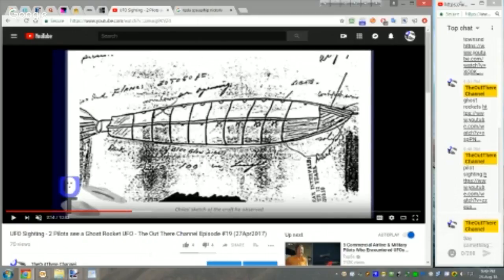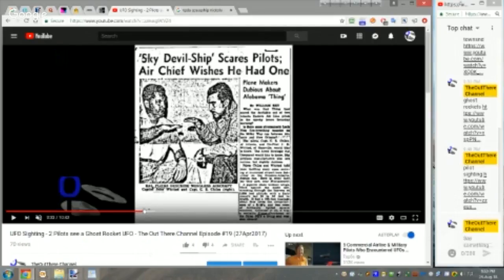And people said they've just seen a meteorite going past the plane. I think they would know the difference between a meteorite and a craft with windows, surely, you know. And here's another drawing by the other guy. Definitely cigar shaped and very much like a ghost rocket. They call it the Devil Ship.